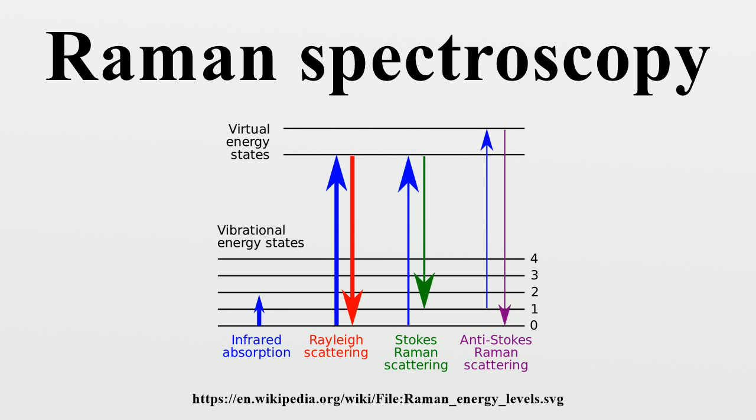If the final vibrational state of the molecule is more energetic than the initial state, the inelastically scattered photon will be shifted to a lower frequency for the total energy of the system to remain balanced. This shift in frequency is designated as a Stokes shift. If the final vibrational state is less energetic than the initial state, then the inelastically scattered photon will be shifted to a higher frequency, and this is designated as an anti-Stokes shift.